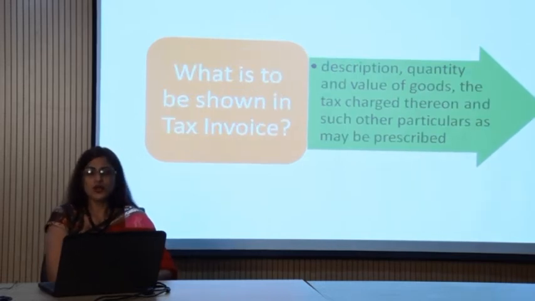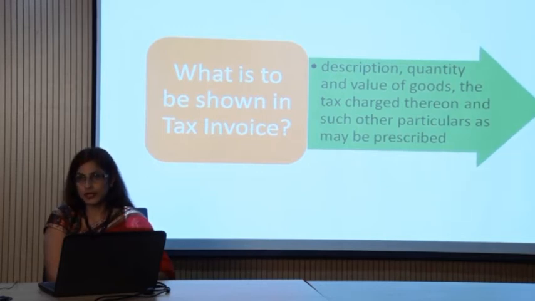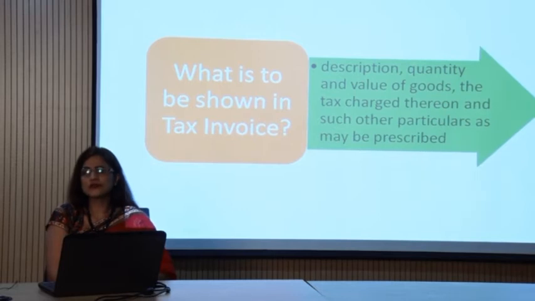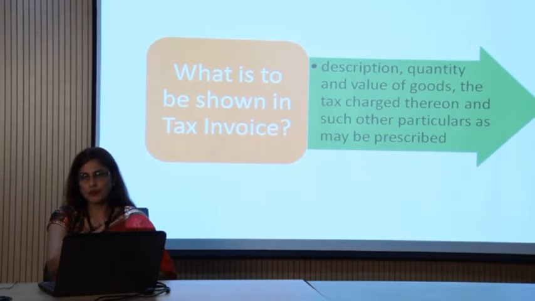Now, the next question arises. We are clear about who and when. Now the next question is, what is to be shown in the tax invoice? What type of information do I have to provide in my tax invoice? In section 31 they have briefly mentioned a few things about the contents of the tax invoice, but in the prescribed rules they have provided the details about the content.